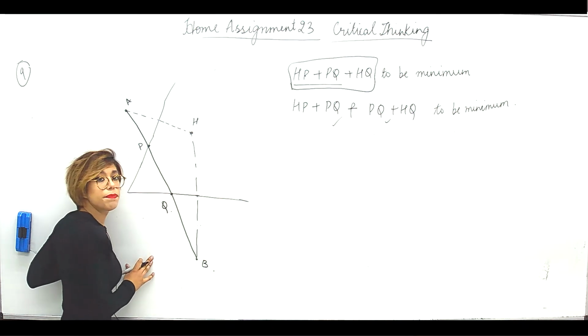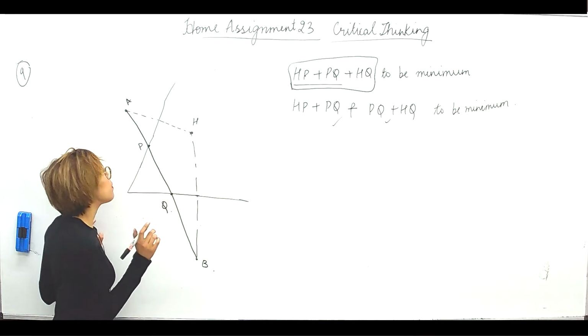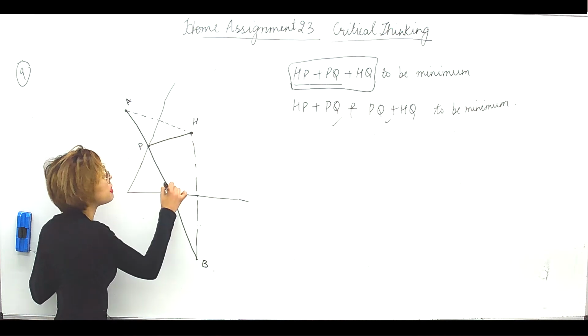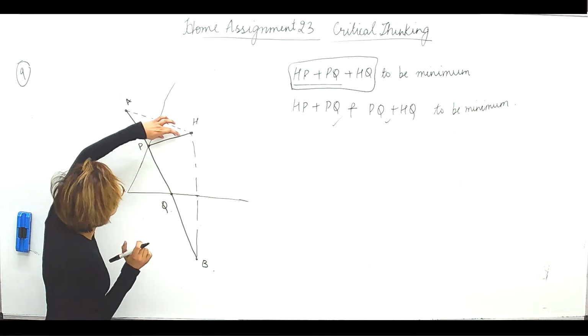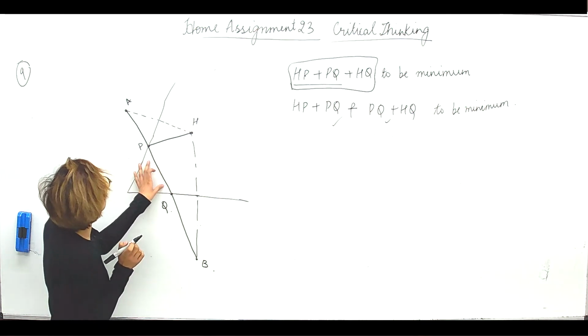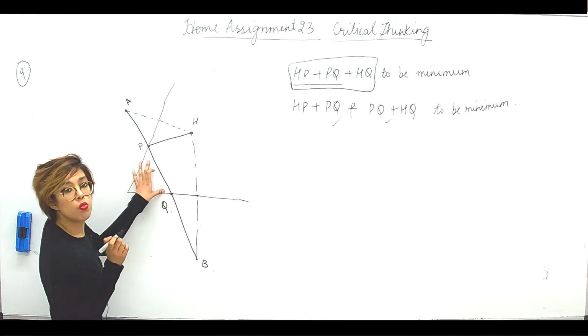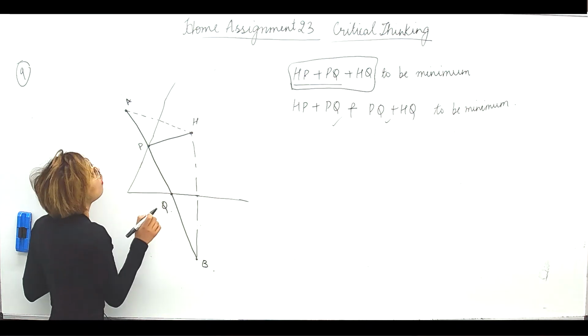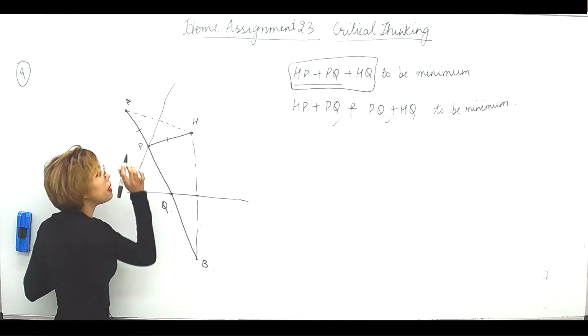Now I think you can see the meaning of this. Now as you can see, I wanted HP plus PQ. I wanted this to be the minimum. अब ये minimum कैसे होगा? I can see that PA and PQ अब same line में आ रहे हैं. This would be the minimum. Also, I can see that PH is equal to PA.